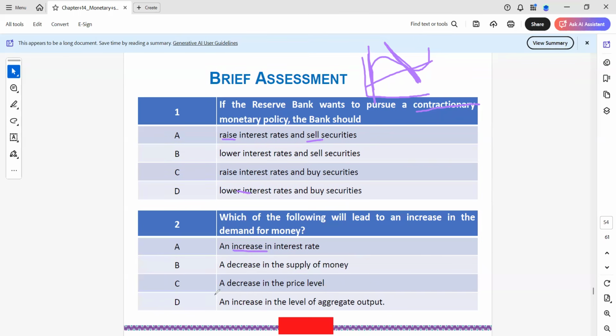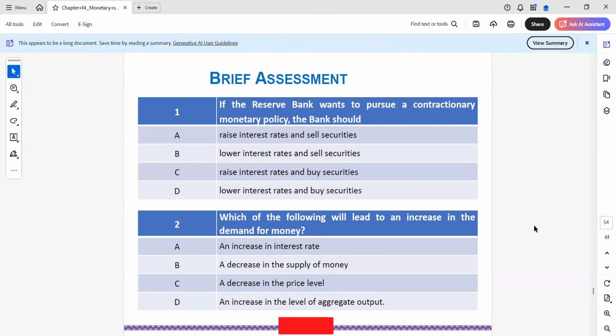So the answer is D, an increase in the level of aggregate output. Aggregate output, remember, aggregate I said it's total. So if there's an increase in the total production, output, obviously they're talking about production. If the goods that have been produced increase, the demand for money is going to increase because more goods have been produced. So more money is needed to do what? To buy those goods. So the answer is D.